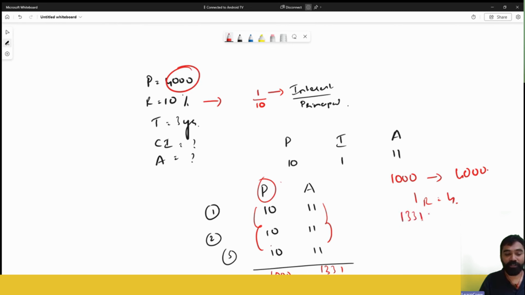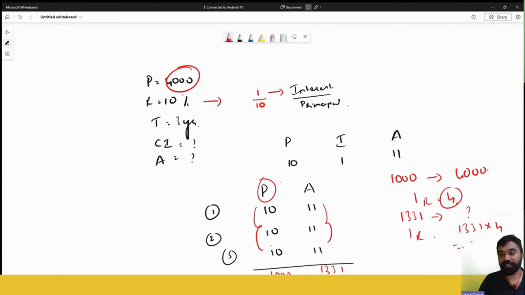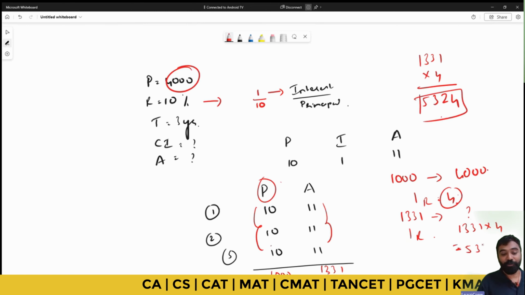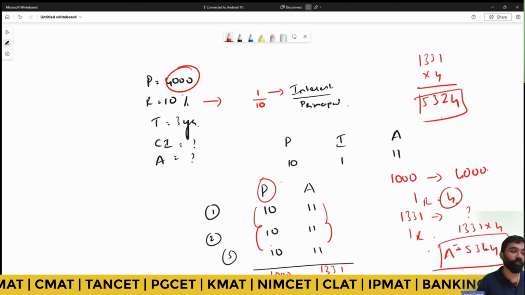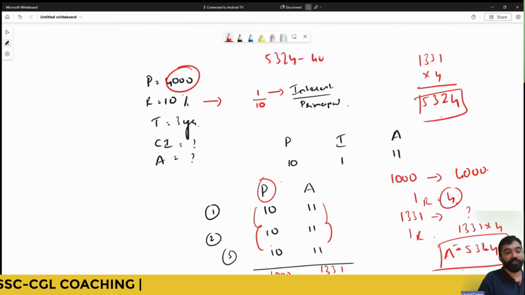In the same way, 1331 is equivalent to how much? You do not know this, but you know that a single part is equal to 4. It means this has to be multiplied by 4. It will be 1331 into 4. What's the answer here? 5324. Fine. Now this becomes the amount. If this is the amount, what is the compound interest? 5324 minus 4000. 1324 is the compound interest.